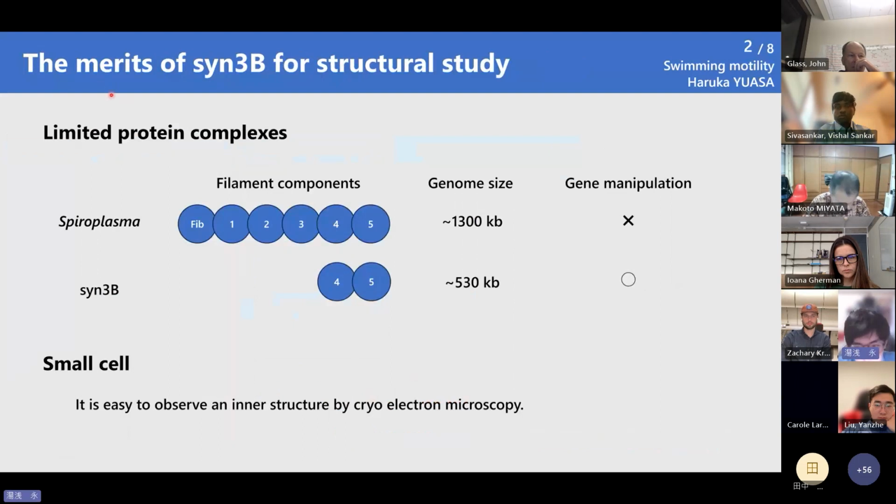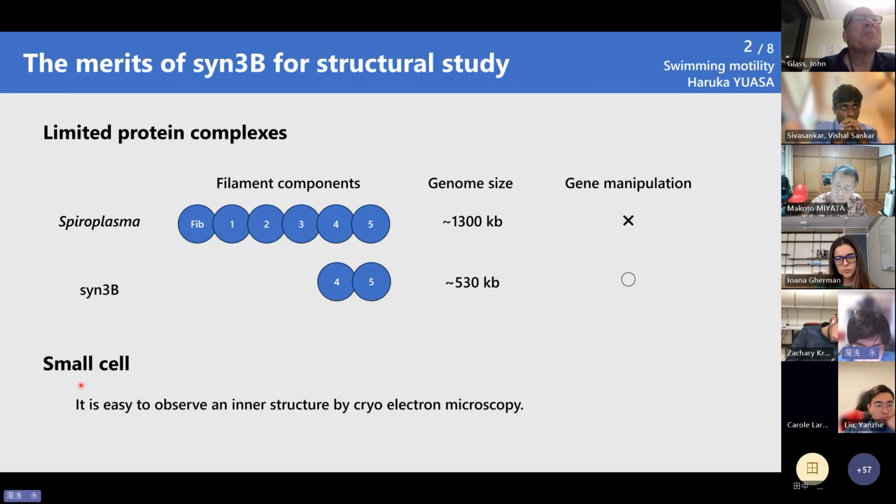At first, I talk about the significance of using syn3B for structural study. There are two merits. First one is limited protein complexes. Spiroplasma has filament structure in the cell, and it is composed of fibril and 5 types of MreBs. However, by using syn3B, we can control the combination of MreB, just MreB4 and 5. So we can observe only the target structure, MreB4 and 5 filament.